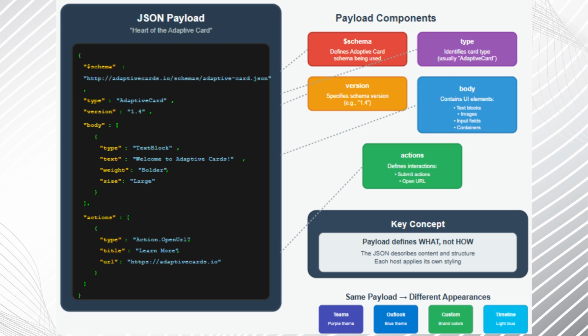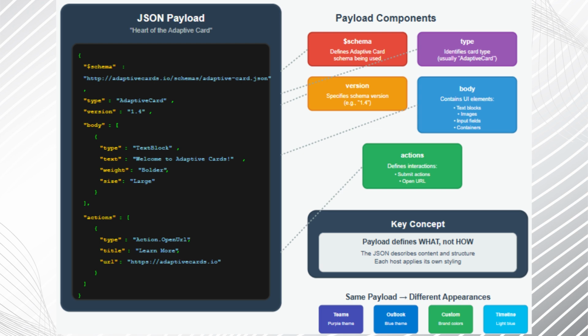The $schema property defines which adaptive card schema we're using. This ensures compatibility and validation. Second, the type. The type property identifies this as an adaptive card. This tells the renderer what kind of object it's dealing with. Third, the version. The version specifies which schema version we're using, like 1.4. This ensures the renderer knows which features are available.